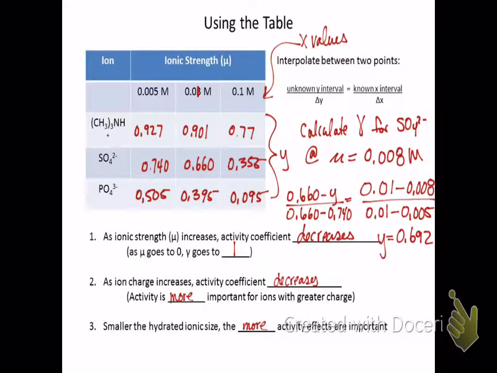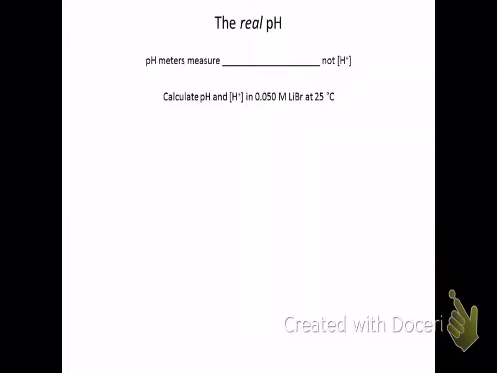Another thing, as ion charge increases, activity coefficient decreases. So activity is more important for ions with greater charge. Finally, the smaller the hydrated ionic size, the more activity effects are important. So keep these three things in mind as we're considering the interplay between ionic strength and activity and calculating values of these going forward. So now let's actually use what we've learned about activity to calculate something that's relevant.